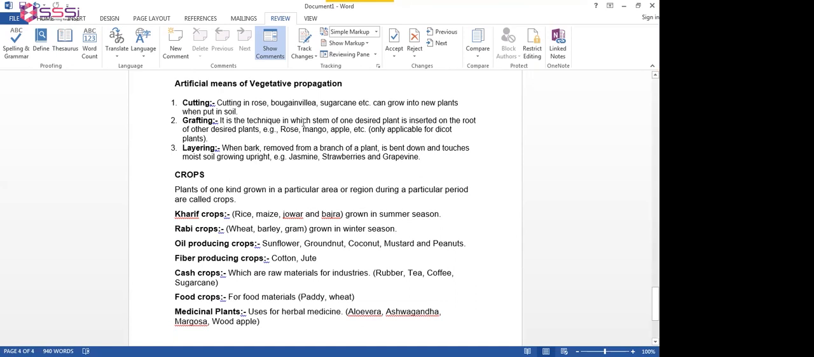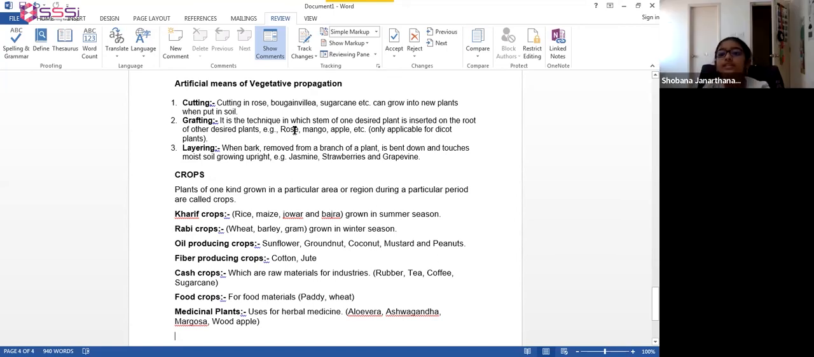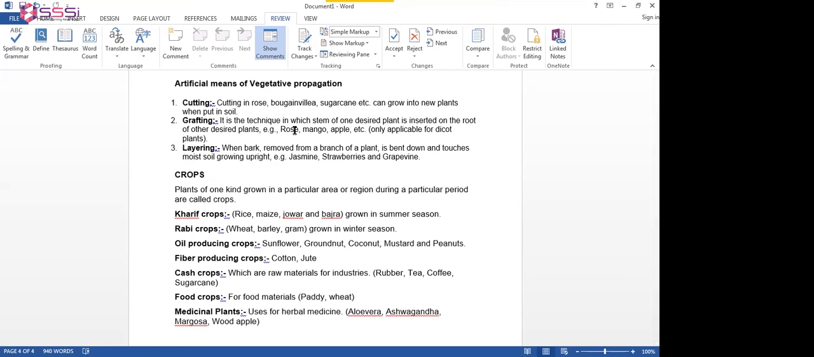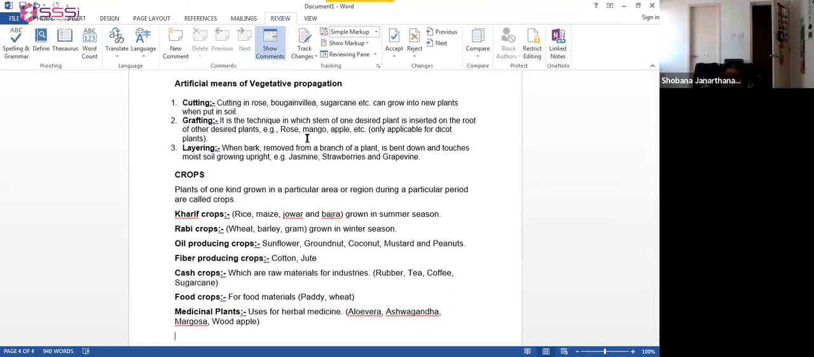So it is the technique in which stem of one desired plant is inserted on the root of other desired plant. Yes, ma'am. Like banana. Have you seen a double colored rose where in a single rose you can see yellow color also and red color also, pink color also? Oh, okay. So this is the method of grafting.